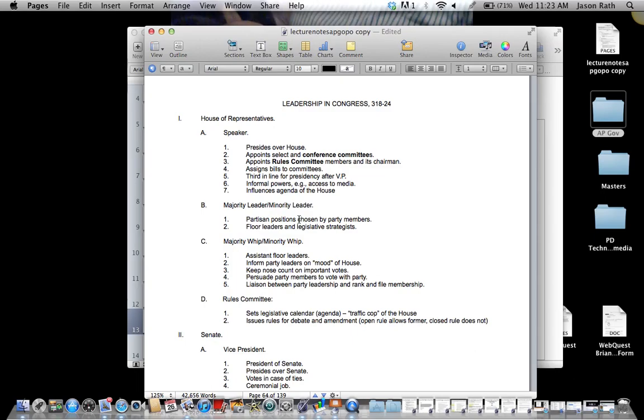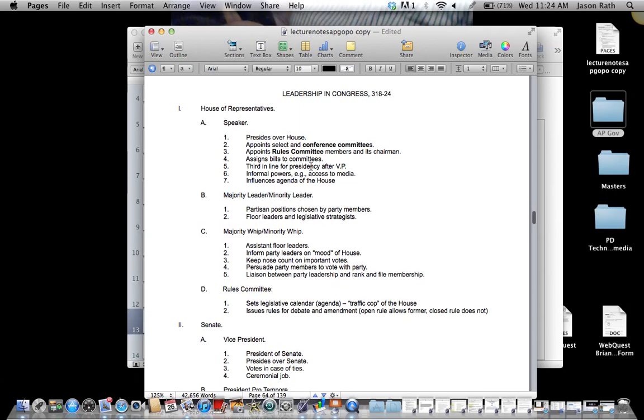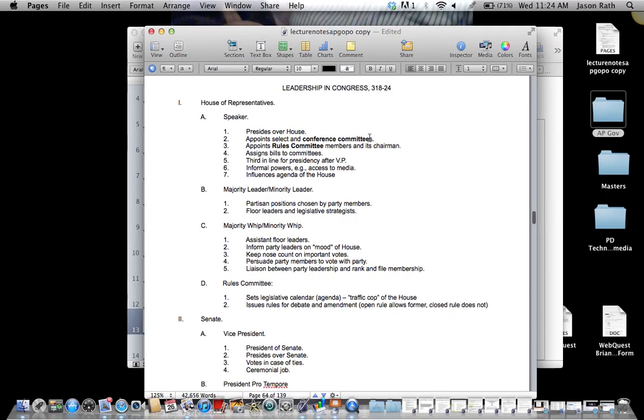Now, in Congress, there is this thing called a standing committee. A standing committee means there are permanent committees, and the House has 22 standing committees, and the Senate has 16 standing committees. We'll talk more about what the committee system is, but these are permanent committees. So they appoint and select conference committees. They appoint Rules Committee members and its chairman. They assign bills to committees, which is very, very powerful. You can kill a bill, let's say on agricultural funding, by assigning that bill to the urban development committee. You're killing that bill basically by assigning it to the wrong committee.